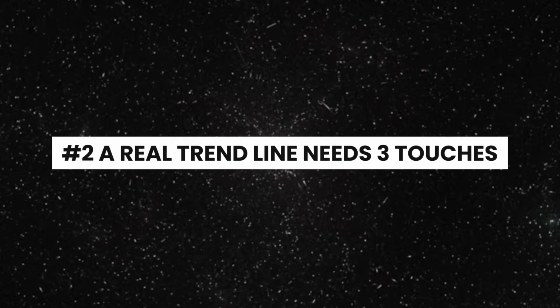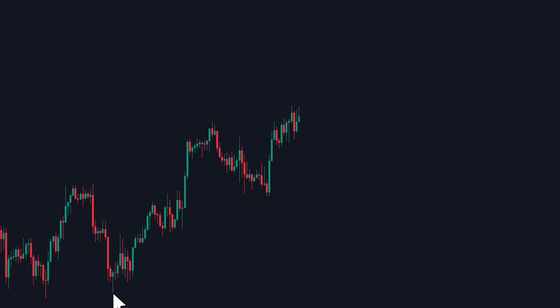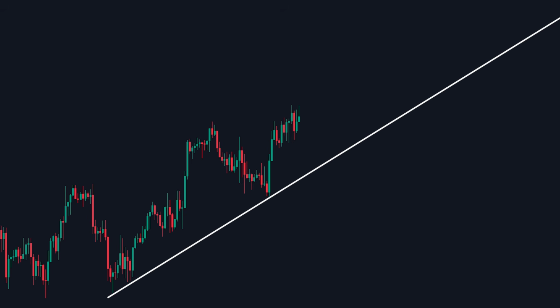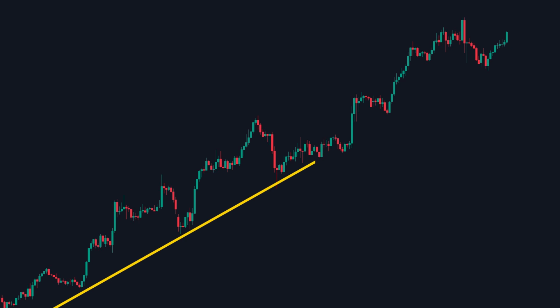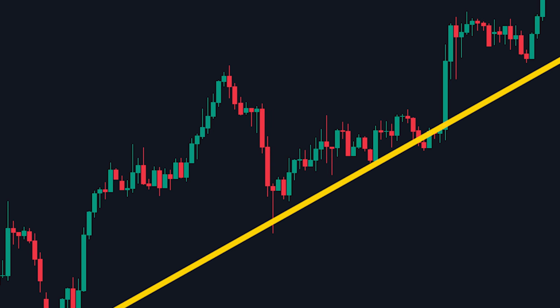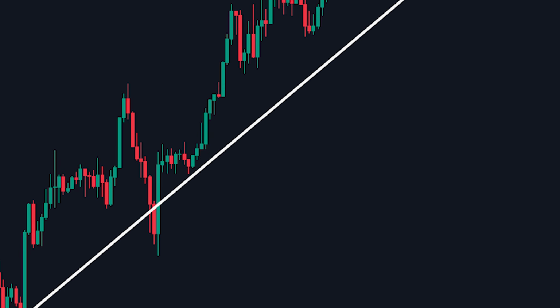Rule number 2. A real trend line needs 3 touches. With 2 points, you can connect literally anything on a chart. The third touch is what validates the line, because it proves that the market reacted to that level more than once. Rule number 3. Never cut through candle bodies. Wicks are noise. Bodies are decisions. If your line slices through a wick by a few ticks, fine. The market isn't a precision instrument. But if you have to cut through a full candle body to make your line work, the line doesn't work. Delete it.